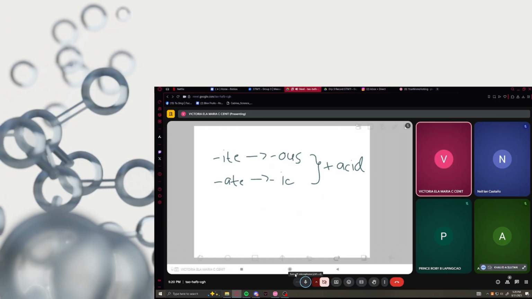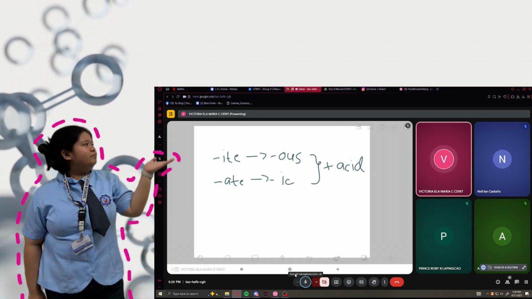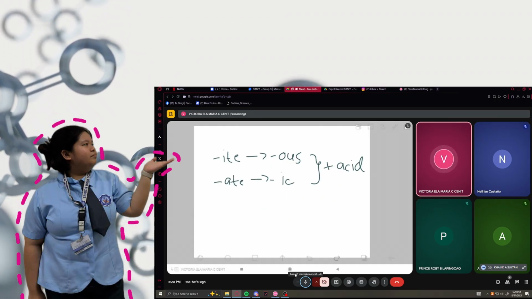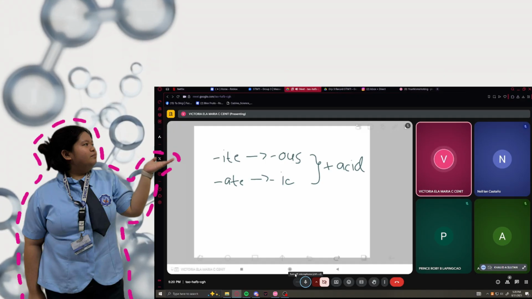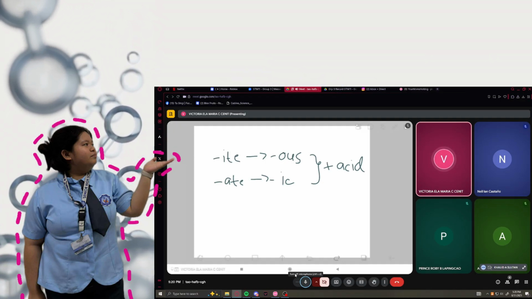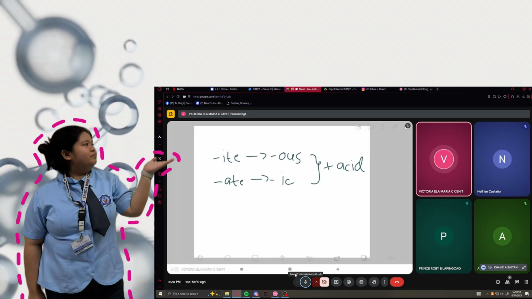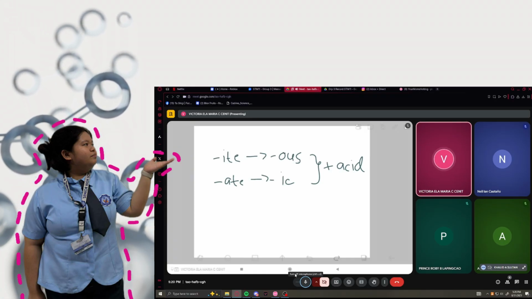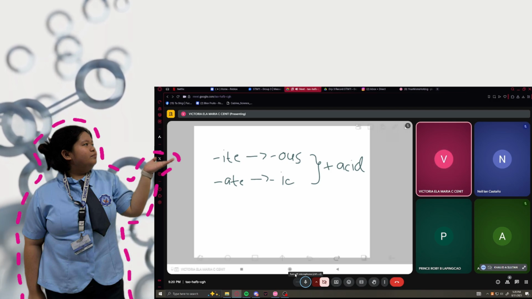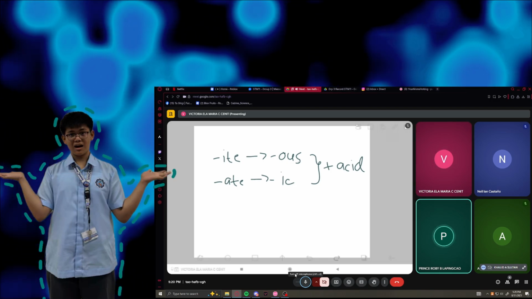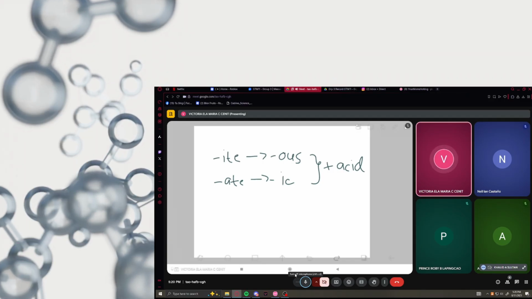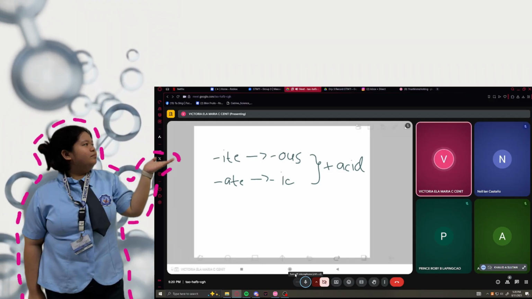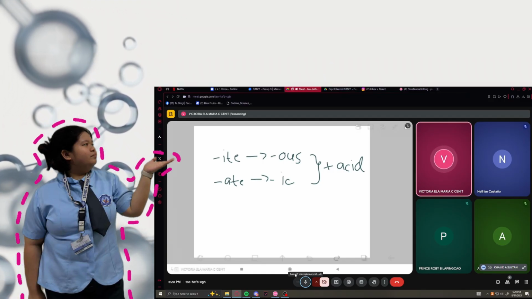The rule is simple. If the oxyanion ends in ite, the acid ends in ous acid. If the oxyanion ends in ate, the acid ends in ic acid. So, no hydro prefix here. Correct. Unlike binary acids, oxyacids just use the anion's root.